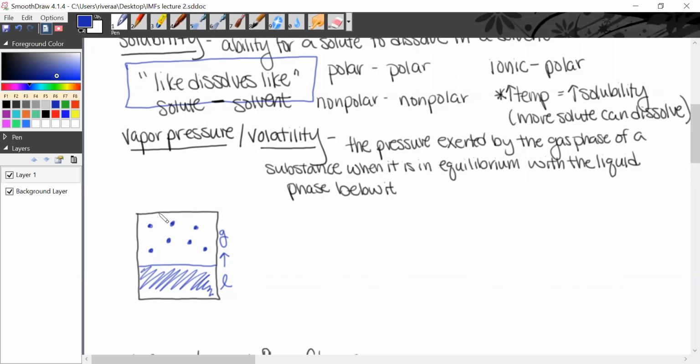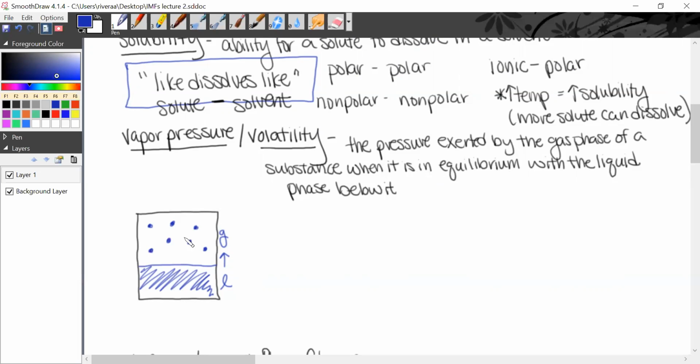Now, there's going to be all of these collisions of water molecules with each other and the sides of the container. That's the pressure that I'm talking about. So there's going to be a measurable pressure up here of this gas phase. That's your vapor pressure.